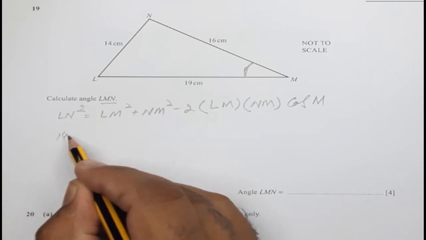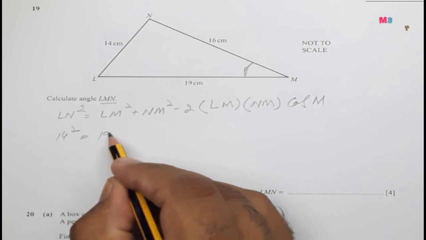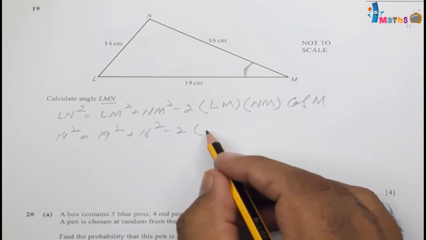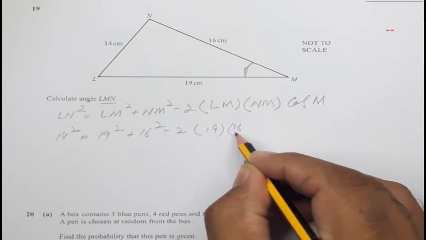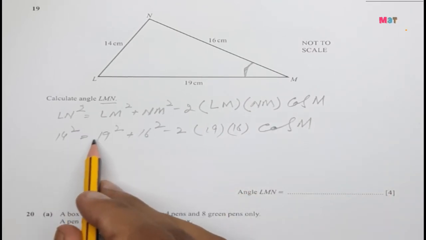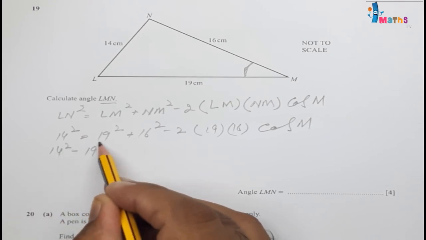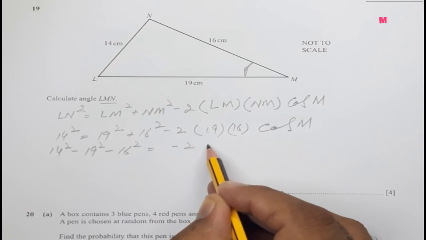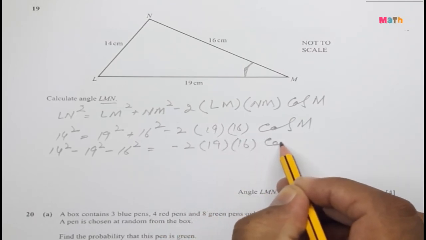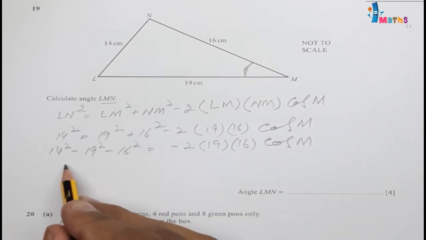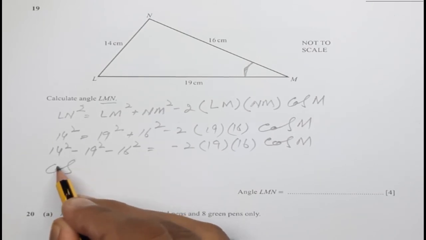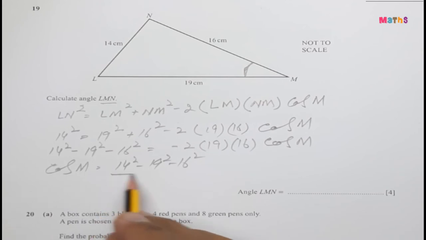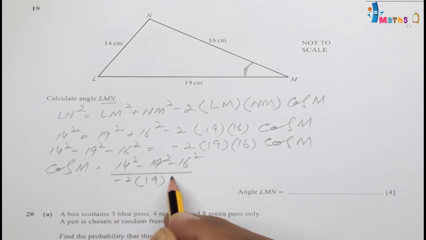So we replace values. LN is equal to 14. So 14 squared is equal to 19 squared plus 16 squared minus 2 into 19 into 16 cos of M. So we can shift these two to the other side: 14 squared minus 19 squared minus 16 squared is equal to minus 2 into 19 into 16 cos of M. So cos M is equal to 14 squared minus 19 squared minus 16 squared divided by minus 2 into 19 into 16.